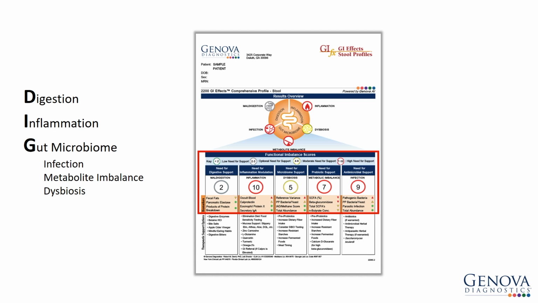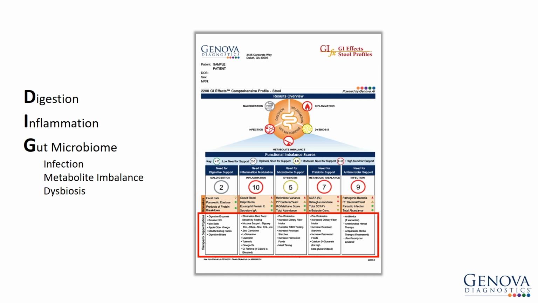In this case, we see that the inflammation, infection, and metabolic imbalance pillars are red with scores of 10, 9, and 7, and that is where we would want to focus with this patient. You can see the biomarkers listed under those scores that are part of the algorithm that triggers those scores. In the inflammation pillar, we see that both calprotectin and occult blood have an up triangle next to it, indicating they are elevated. In the infection pillar, we see that there is a pathogenic bacteria and a potentially pathogenic bacteria present.